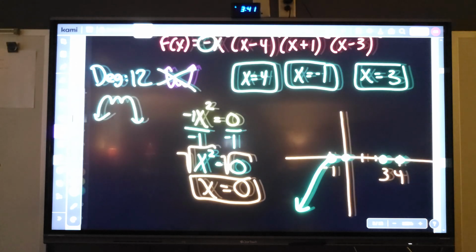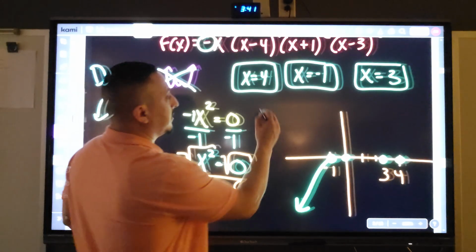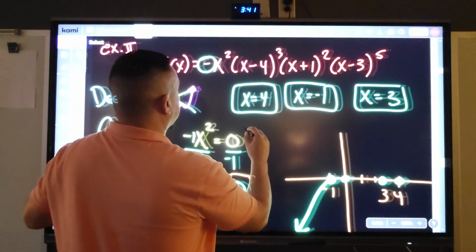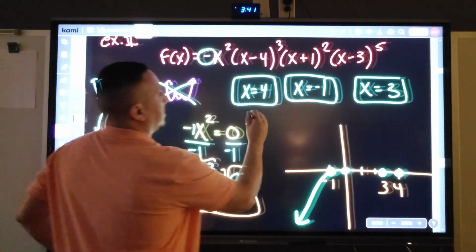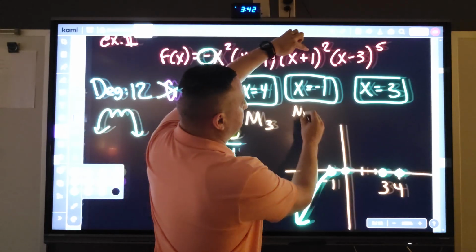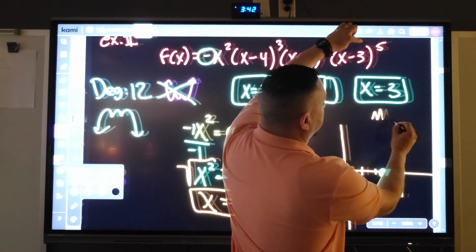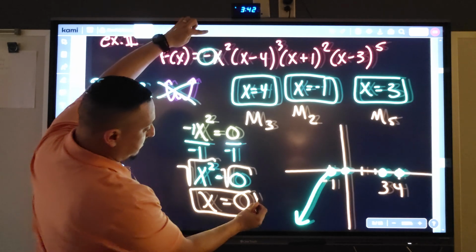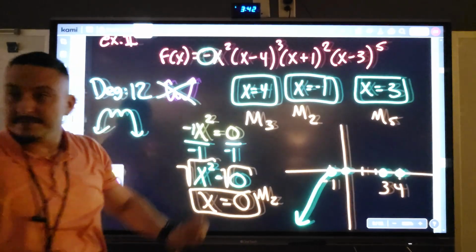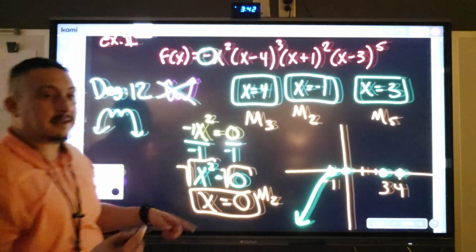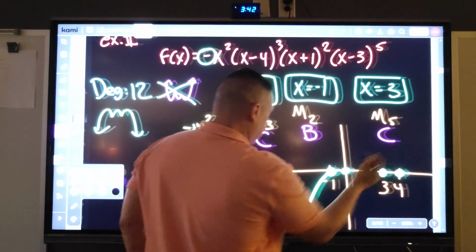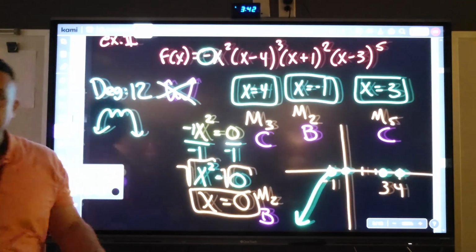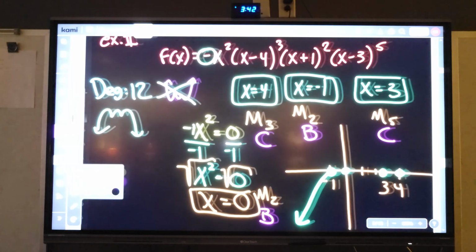I'm missing my multiplicities, so I don't know if I should bounce or pass through. That's where we need the multiplicities. Multiplicity for this one would be 3. Multiplicity for that one would be 2. Multiplicity for that one would be 5. Multiplicity for this one would be 2. Remember what these mean? They're brand new, but odd, cut; even, bounce. If it's even, it bounces. If it's odd, it cuts.